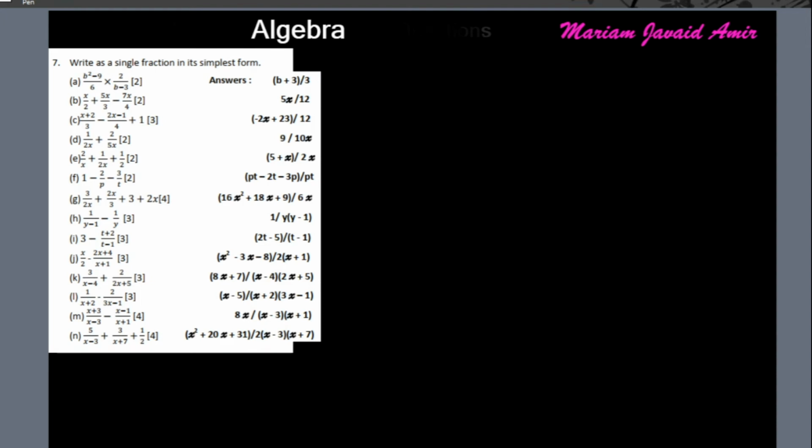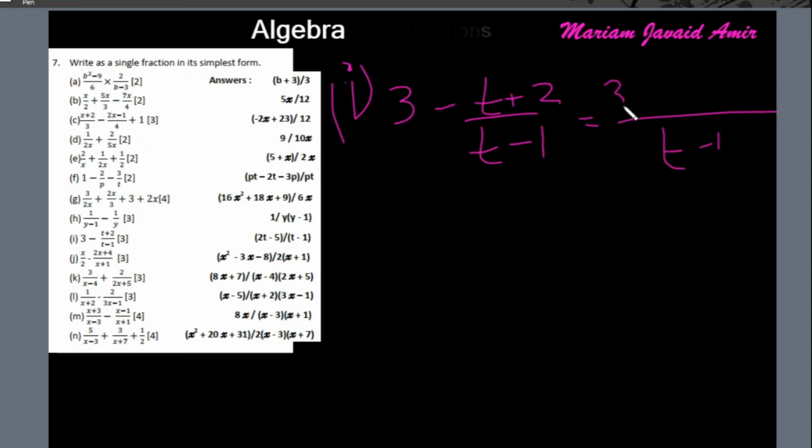Part I is 3 minus t plus 2 over t minus 1. So the LCM is t minus 1, 3 times t minus 1, and remember this is very important, since there is a negative sign in between, it's always safe to put brackets around this, so that we remember this negative will change the sign of this and this. So plus t will become minus t and plus 2 will become minus 2. So remember to put brackets around the expression after the negative sign.